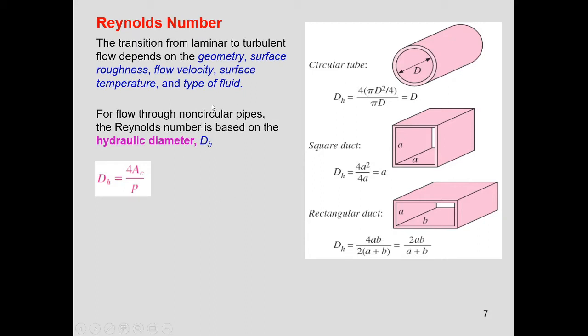Okay, for Reynolds number, the transition from laminar to turbulent flow depends on the geometry, surface roughness, flow velocity, surface temperature, and the type of fluid. One parameter in the Reynolds number is D, the hydraulic diameter. The hydraulic diameter is equal to 4A over P, four times the area over the perimeter.